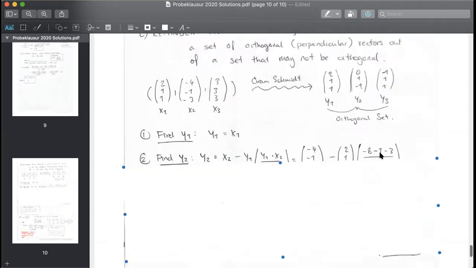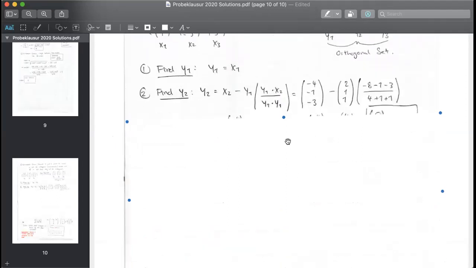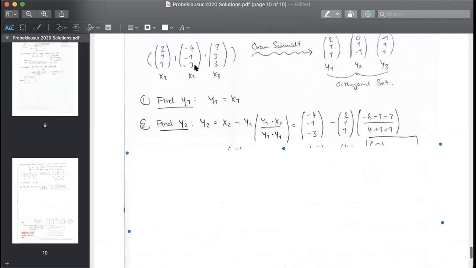I forgot to write the formula, but anyways, it's here. Okay. So y2 is going to be x2. It's going to be this guy, but you need to rotate it out of y1. So it's going to be x2 minus y1 times the dot product of y1 and x2 over the dot product of y1 with itself. Just remember this formula, okay?